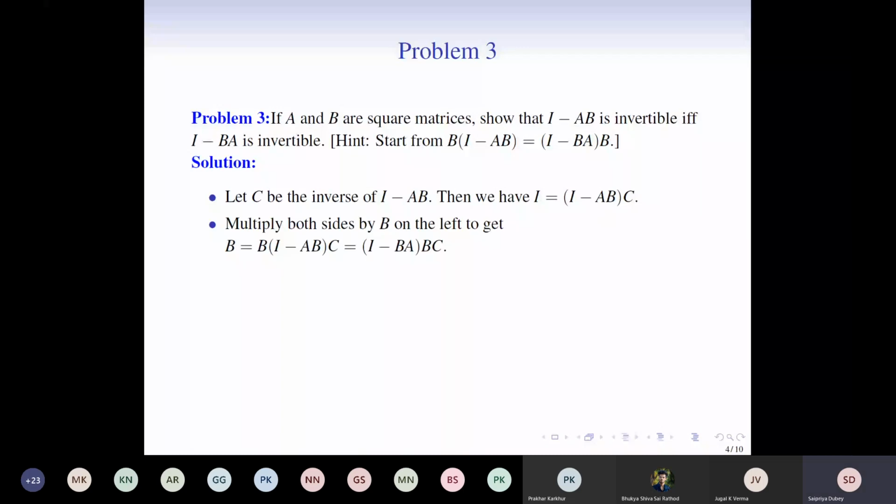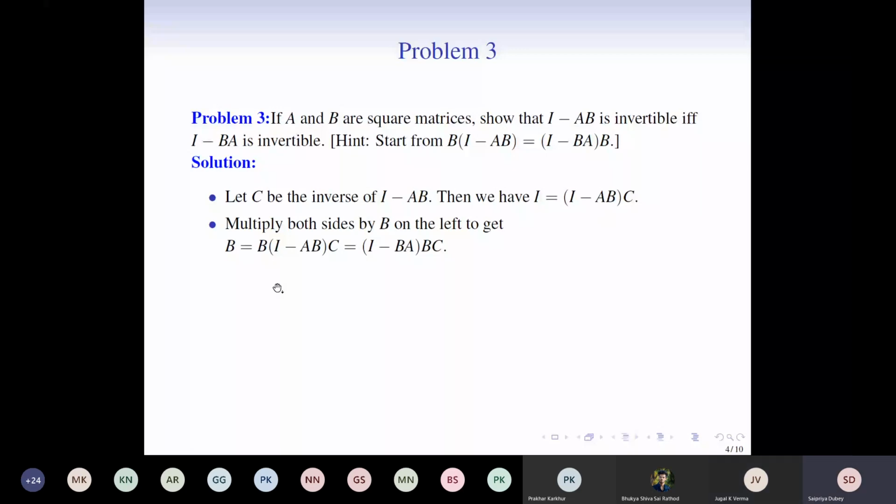Next, what we do is the following. We multiply both sides by B, on the left. So here on the left hand side we get B, and here we get B times I minus AB into C, which is equal to this. And if you see carefully, this is exactly given in the hint. So you have to use this. All right, so this is equal to this.